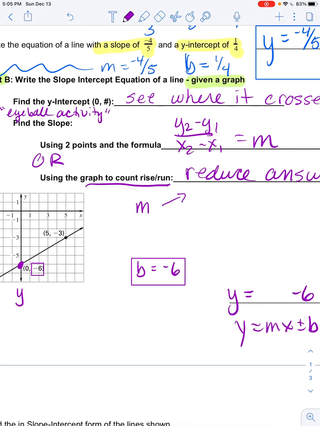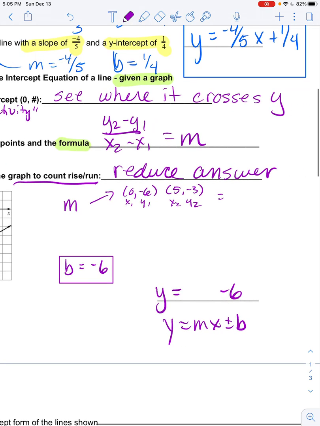Let's say that I want to do the slope using the formula, like it gave me that option up here. So then I need to have 2 points. Well, they gave me 2 points, so I can use those. I can think of this as my x1, y1, x2, y2. And then I use my formula, y2 minus y1 over x2 minus x1. This changes to adding. I get 3 over 5.